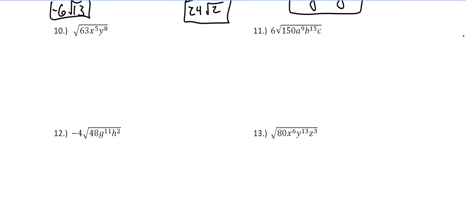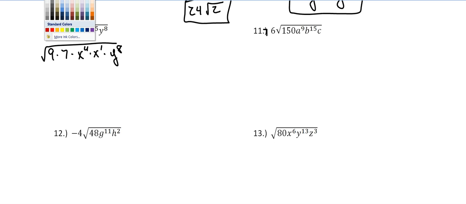The next one, I approach it the same way. I break the numbers down the way I always would. I break the variables down to get things that are divisible by 2. So this one, that would be a 9 times 7 for the perfect square of 9. The x to the 5th, I would break it down to the x to the 4th times x to the 1st. Remember, the closest number that's divisible by 2 without going over. So when we're talking about the 5, the closest one is a 4. And then it's y to the 8th. That one's already fine because it's already divisible by 2.